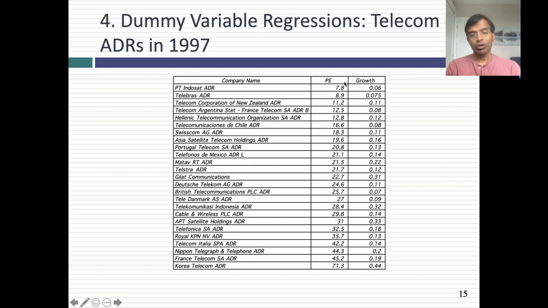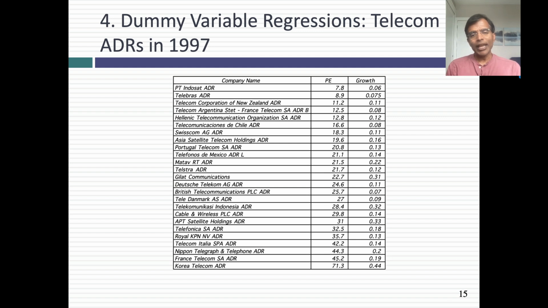So if you look based on PE ratios, Indosat, which is the Indonesian telecom company, and Telebras, which is the Brazilian telecom company, look a lot cheaper than other telecom companies. Now, before you get too excited and put your money in those two, there are two things that should worry you about Indosat and Telebras. One is they have much lower growth than the growth rates of other companies. So lower growth companies should have lower PE ratios.